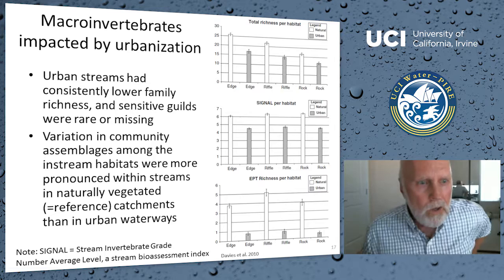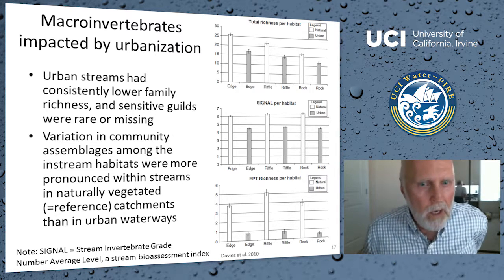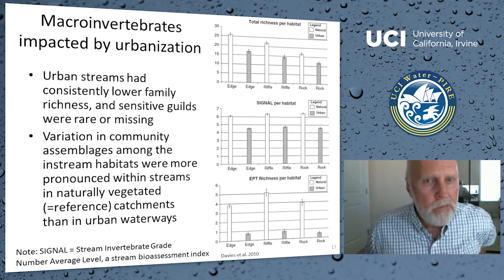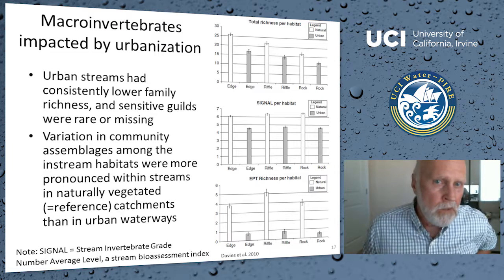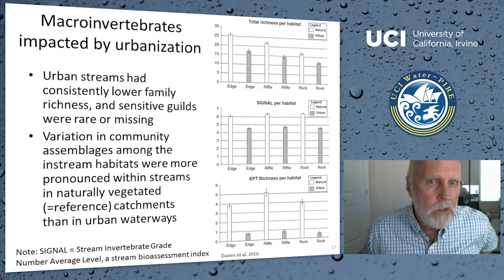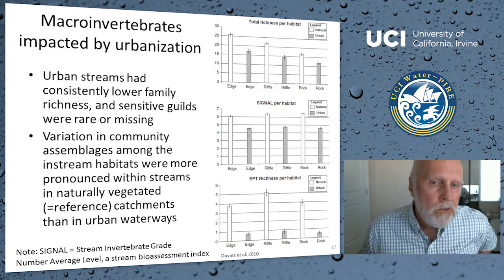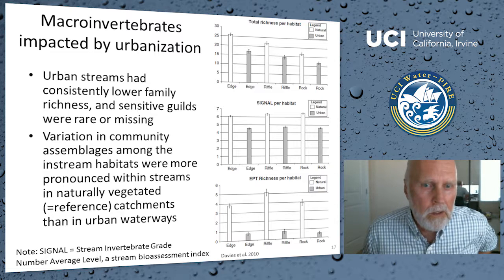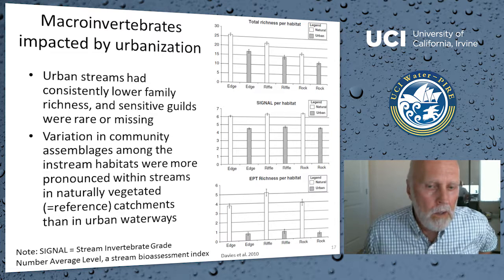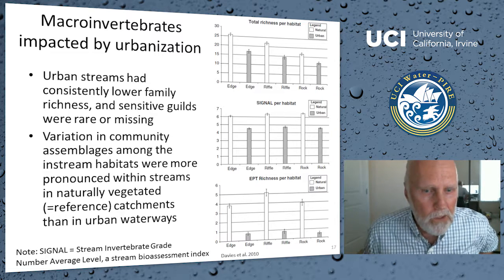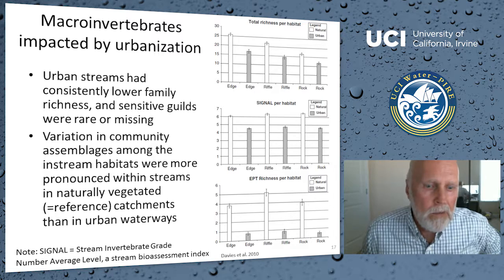And again, these are invertebrates that they're looking at. There's a number of different aspects of the invertebrate community that they're looking at. They're looking at total richness. The signal per habitat, signal is just a bioassessment index that they have calculated. And then on the bottom graph is our old friend, the EPT richness per habitat.